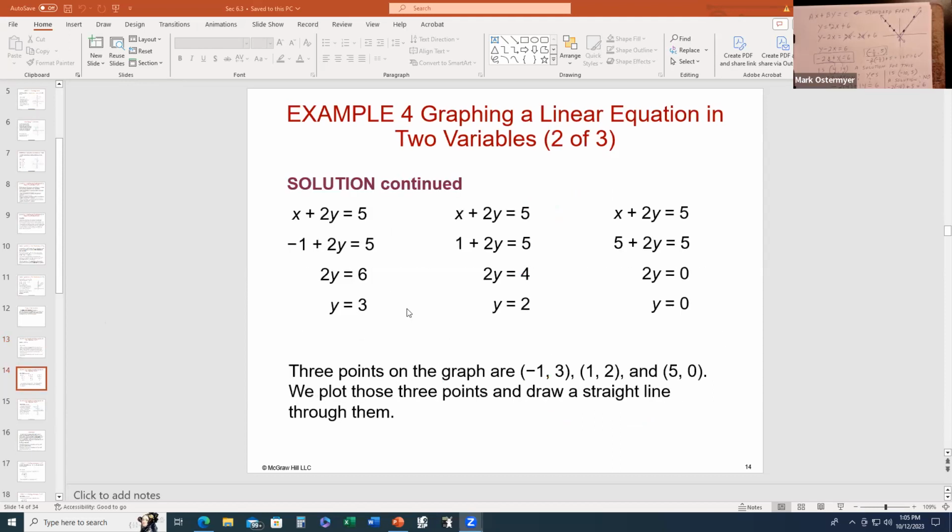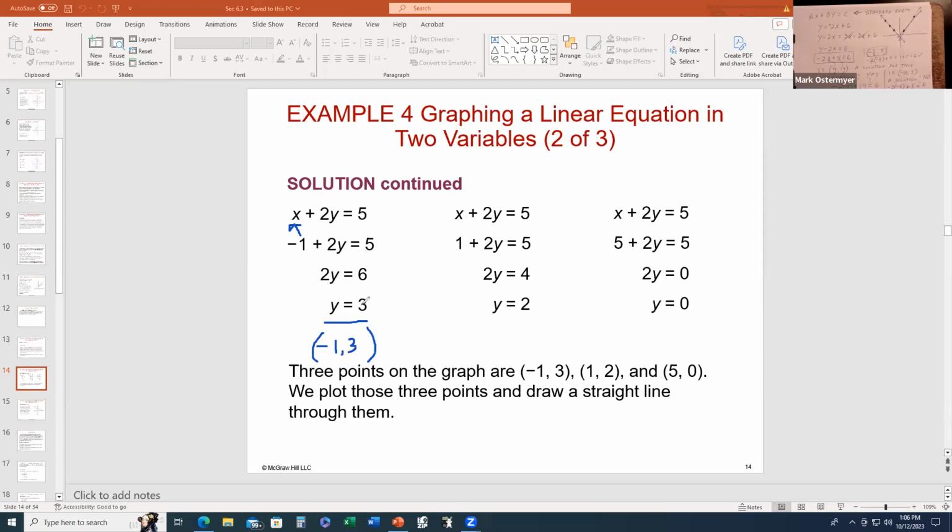And so here we go. If x is equal to -1, we're literally going to substitute -1 in for the x variable, and then I'm going to solve for y. I'm going to add 1 to both sides, divide both sides by 2, and I get y must be 3. So, ladies and gentlemen, I found one ordered pair solution to this linear equation. It must be (-1, 3).